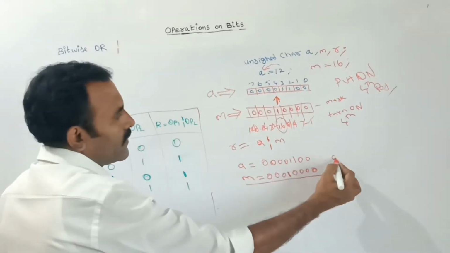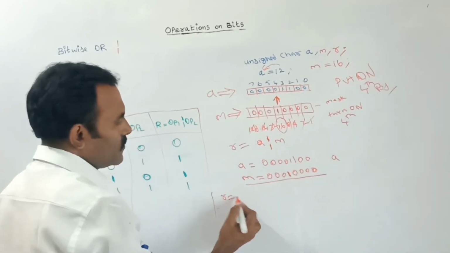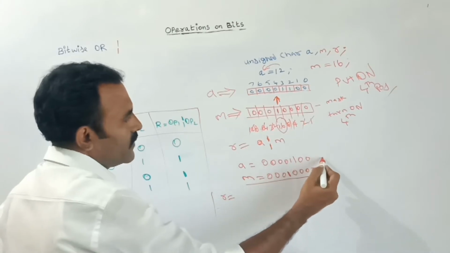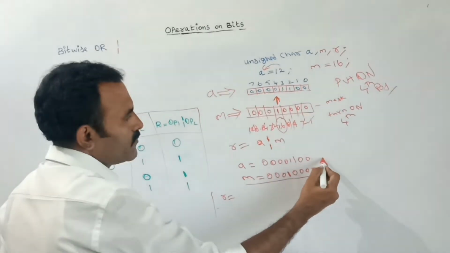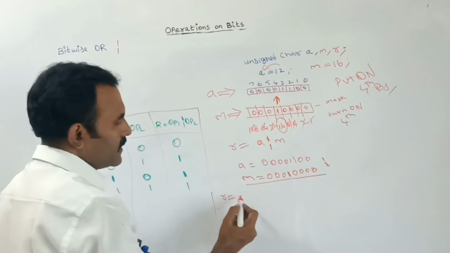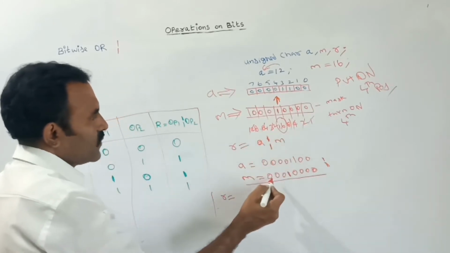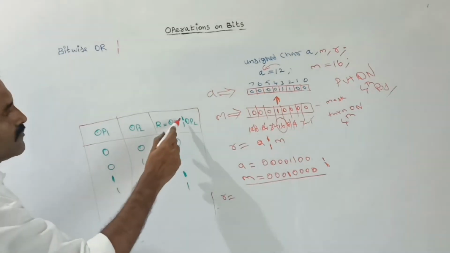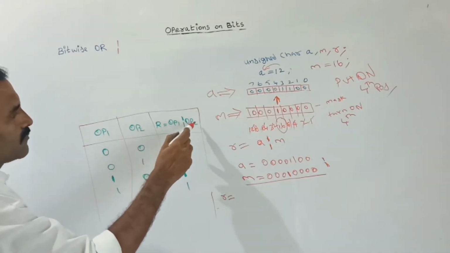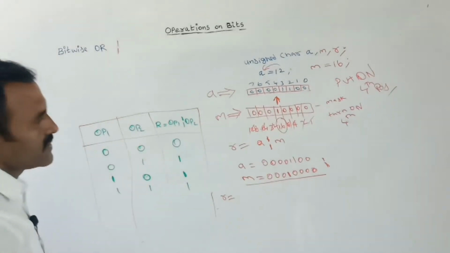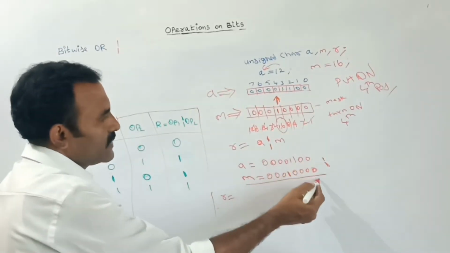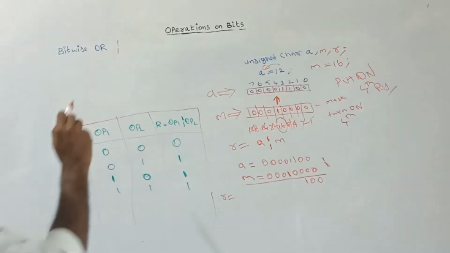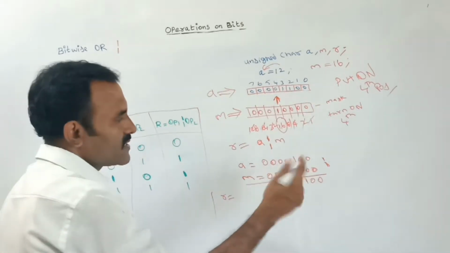Here the result is equal to A, this is the A value, I am using bitwise OR, next the M value, this one. In the same way, result is equal to operand 1 bitwise OR operand 2. Here 0 and 0 is 0, 0 and 0 is 0, 1 and 0 is 1. For the bitwise OR, if any one operand is true, then the result will be true.